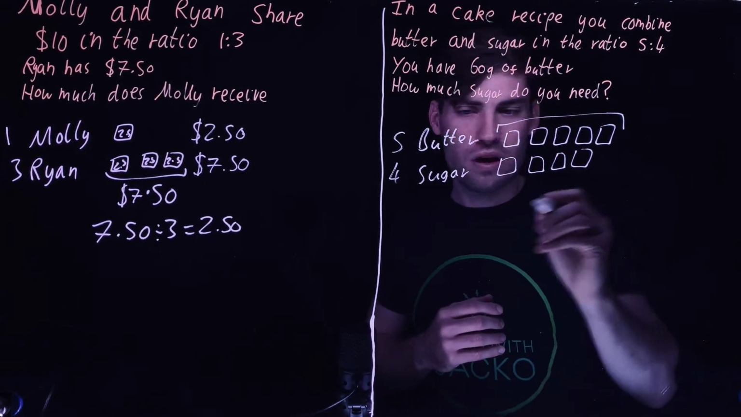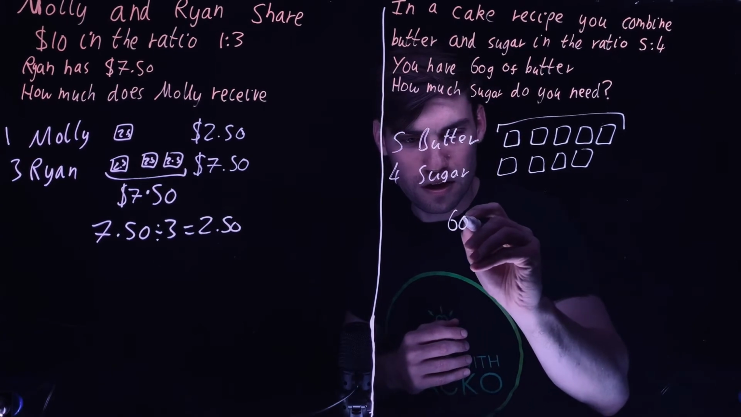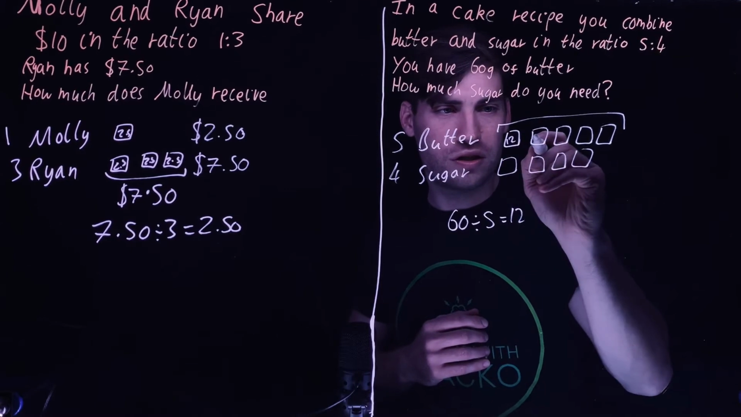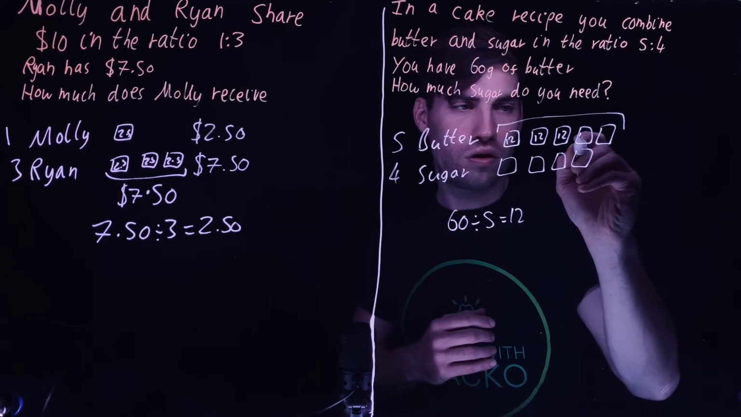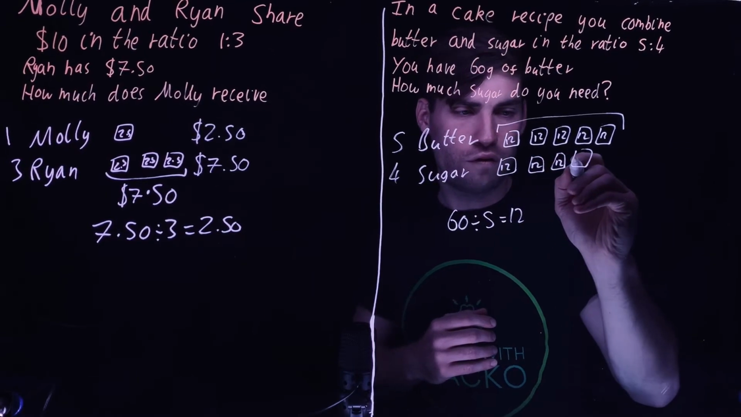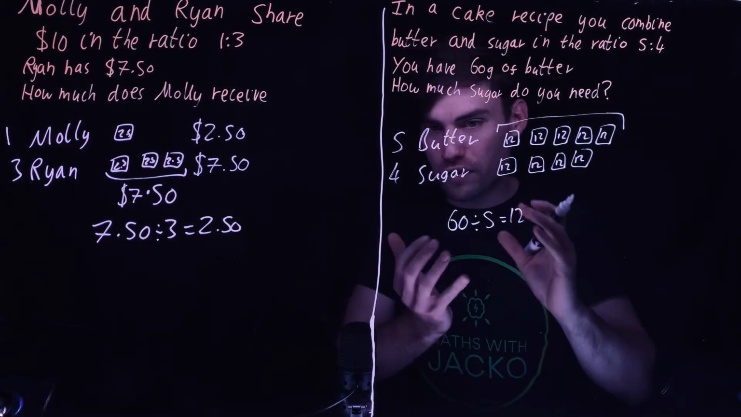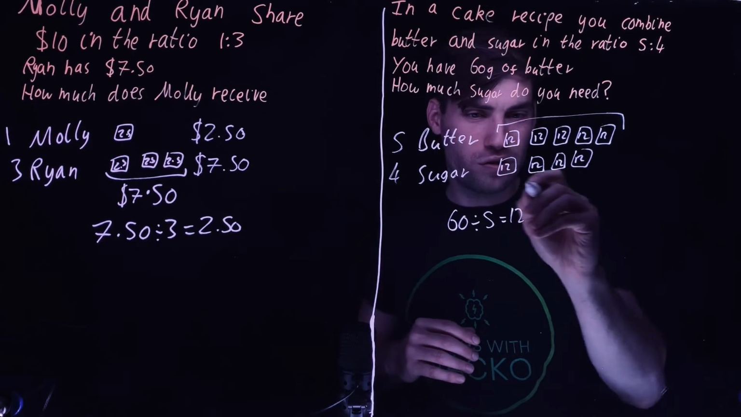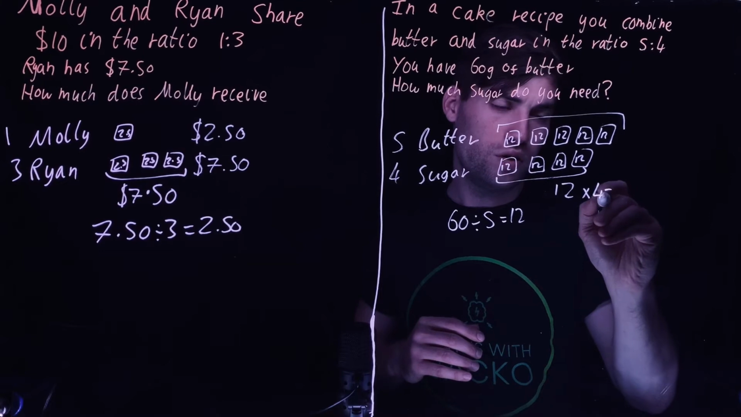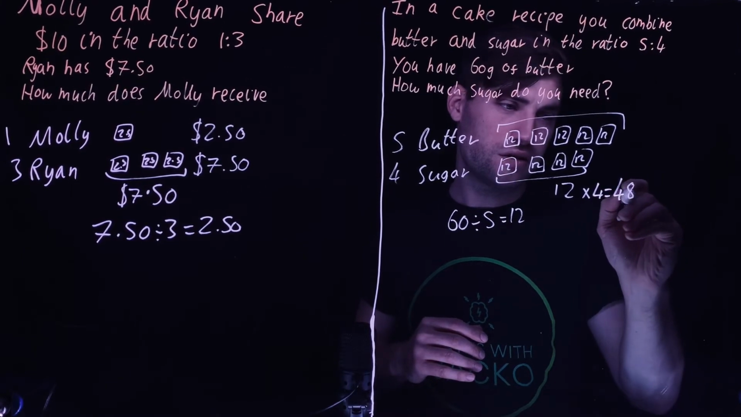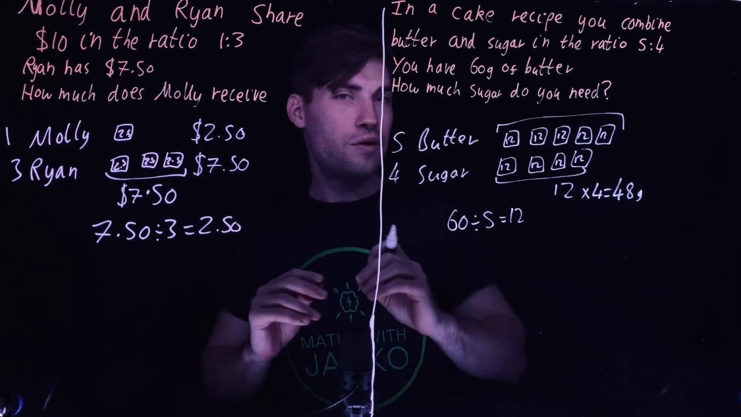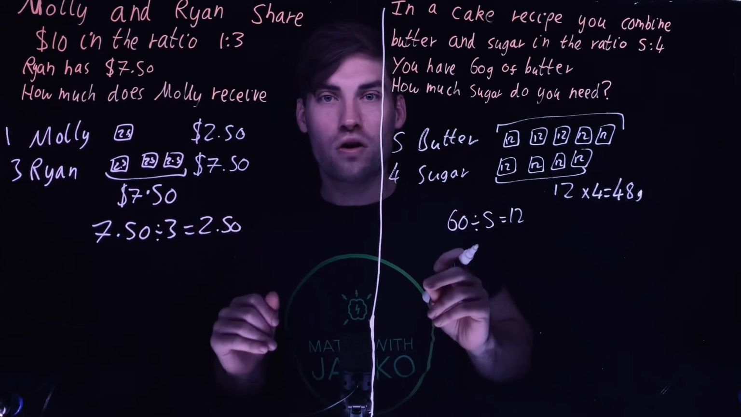So now all we have to do, I'll do it down here, is 60 divided by 5, which equals 12. So each one of these boxes is worth 12. So 4 boxes of 12 in each box is for sugar. So all we have to do to get this value is 12 multiplied by 4, which equals 48 grams. There you go. So there's those two questions. Right, I'm going to clean the board for the final question.